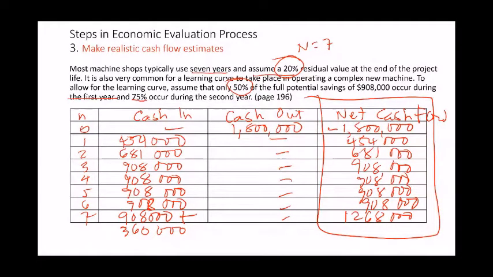So when it says cash in, the savings is 908,000. That's why in year 1 we did not put 908,000 immediately, because we know that we cannot achieve that during the first year. Or in the second year, we did not put 908,000 immediately because we know that we cannot achieve that. So we need to make some realistic estimates. Why realistic? Of course, the closer to reality, the better when it comes to estimates.